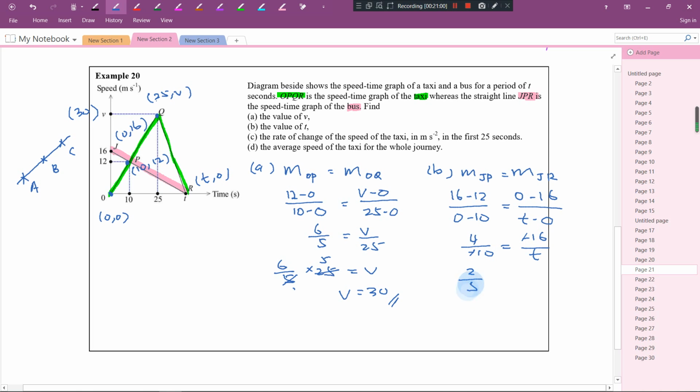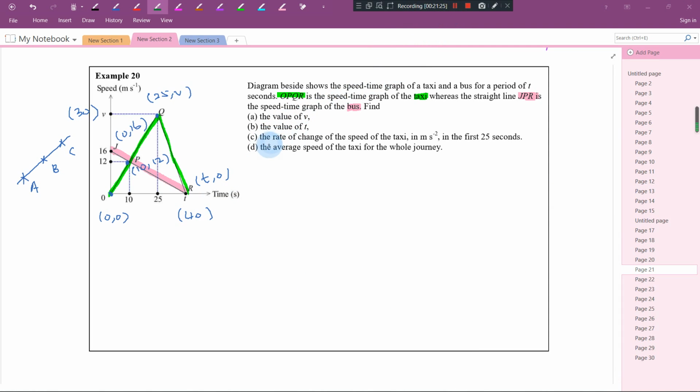This is 2 over 5 equal to 16 over t. So we do cross multiplications. 2t equal to 5 times 16, 80. So the t is equal to 80 divided by 2. T is equal to 40. Okay, so this is equal to 40.